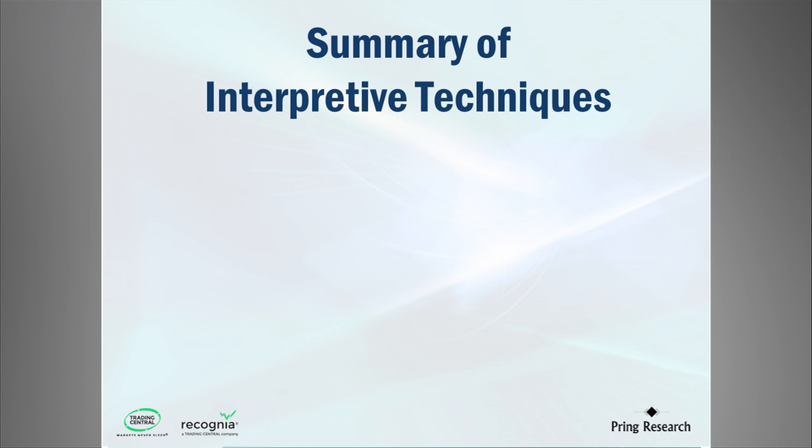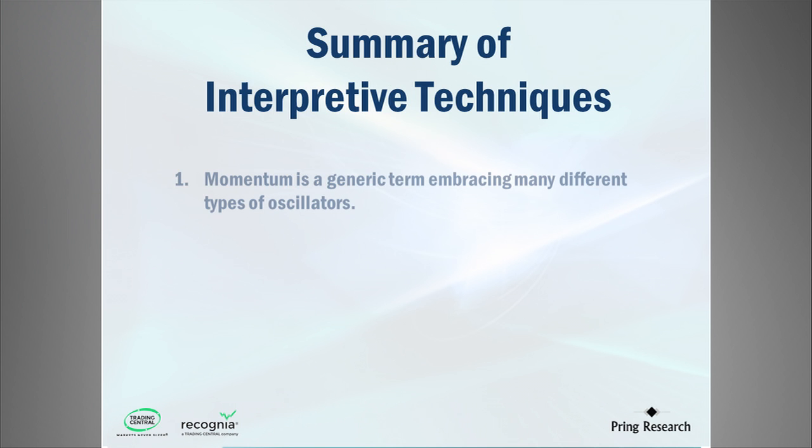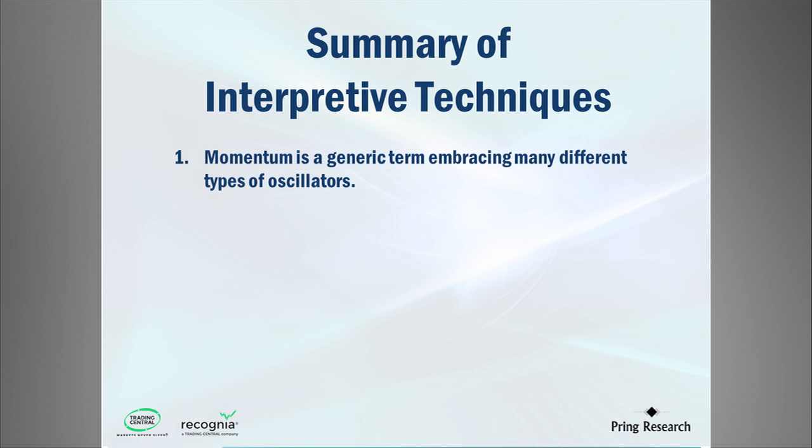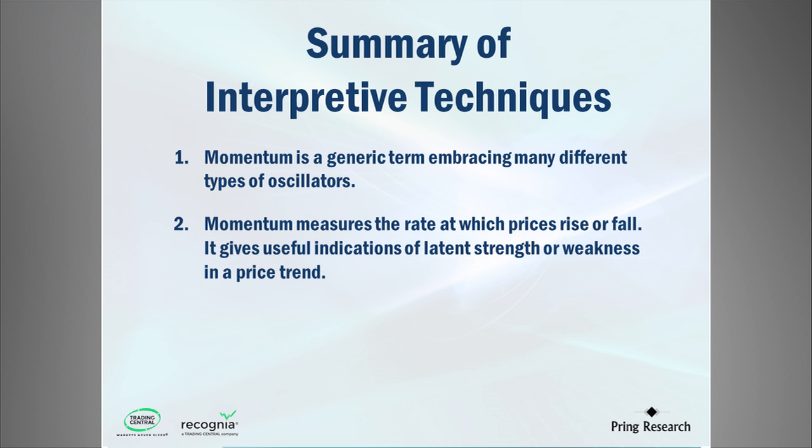In summary, 1. Momentum is a generic term embracing many different types of oscillator. 2. Momentum measures the rate at which prices rise or fall. It gives useful indications of latent strength or weakness in a price trend. This is because prices usually rise at their fastest pace well ahead of their peak and normally decline at their greatest speed before their ultimate low.